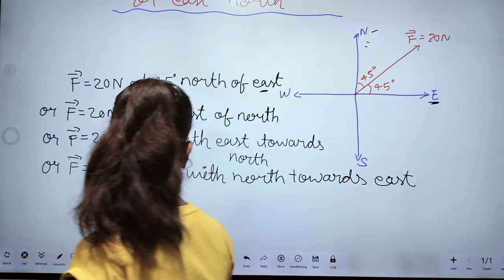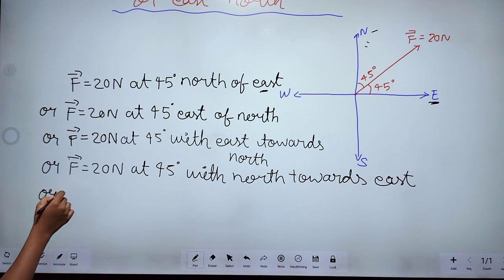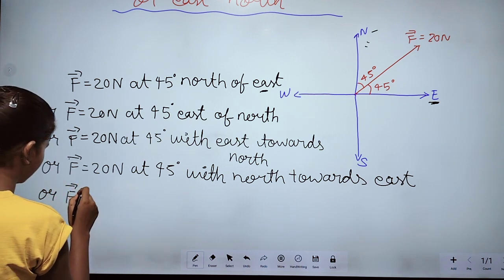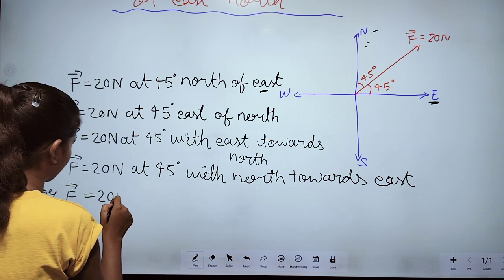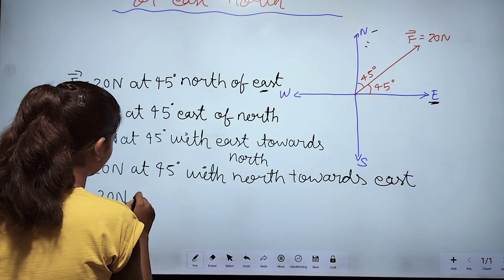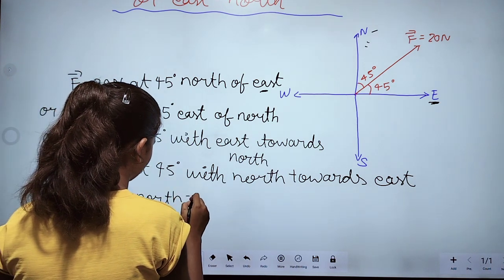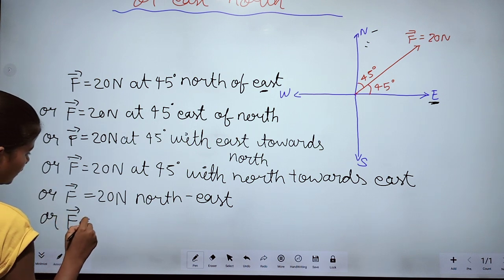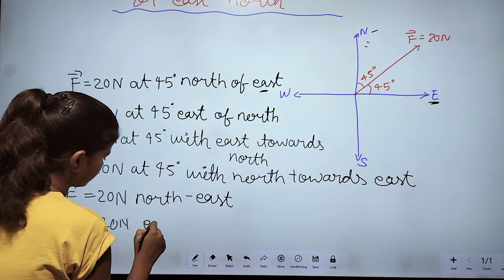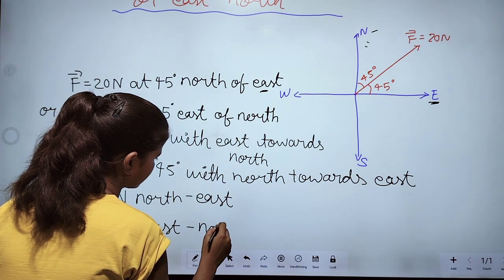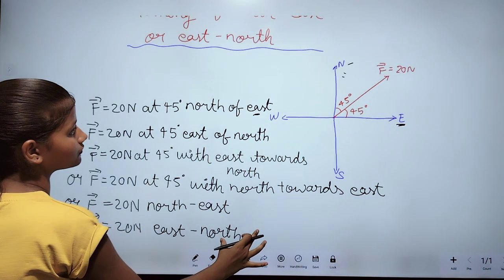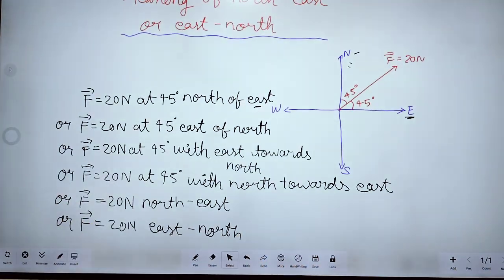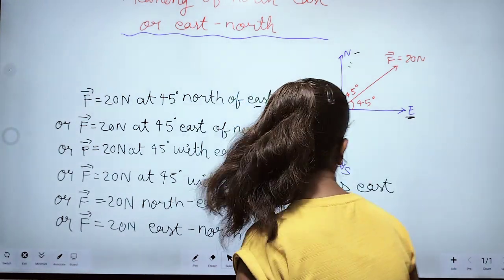Or you can also write F vector is equal to 20 Newton northeast, or F vector is equal to 20 Newton east north. So I hope you understand the meaning of northeast or east north.